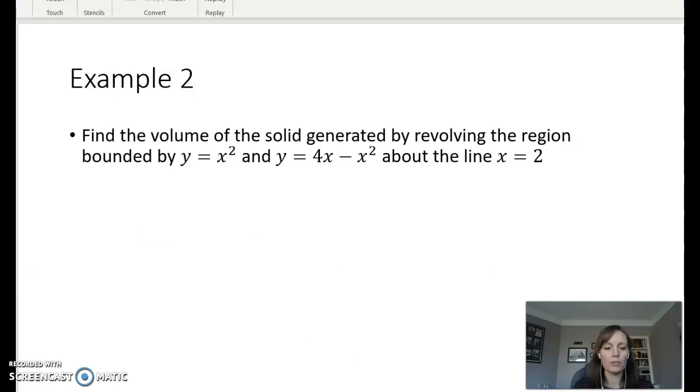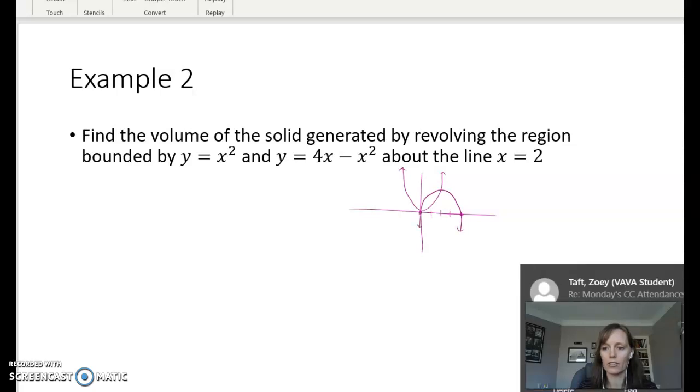Here in example 2, I have the volume of a solid generated by revolving the region bounded by y equals x squared and 4x minus x squared around the line x equals 2. So this one here, x squared, is a parabola with the vertex at 0. So it's going to go like that. And then 4x minus x squared, again, it's the same one actually that we just did. It's going to have intercepts at 0 and 4, and so it's going to go like this.